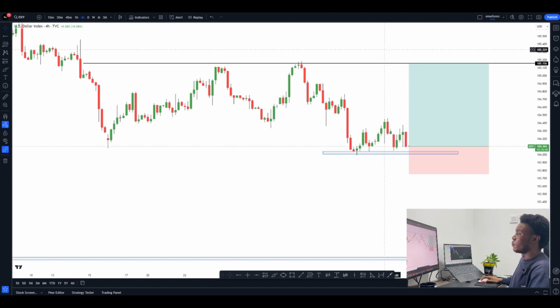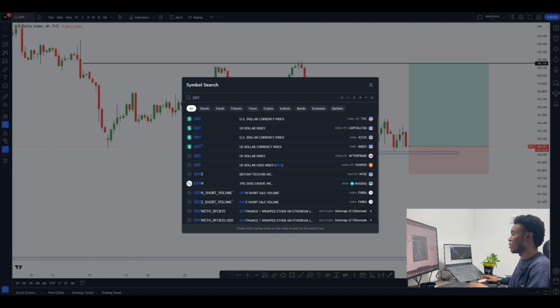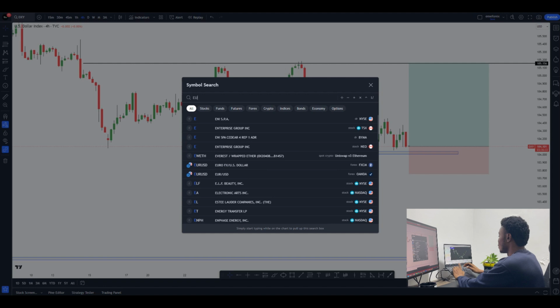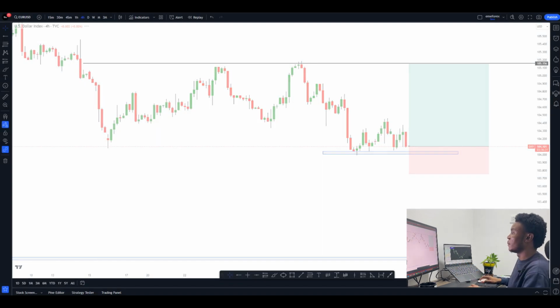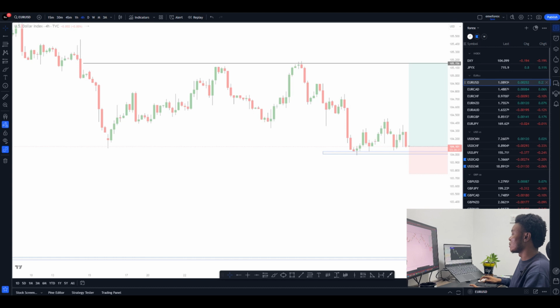So as for the correlated pairs to the dollar, we're going to be looking at Euro USD, gold, and also GBP USD. So let's take a look at Euro USD. Euro USD has a very good correlation with the dollar index. We want to take a look at this and see what's going on.